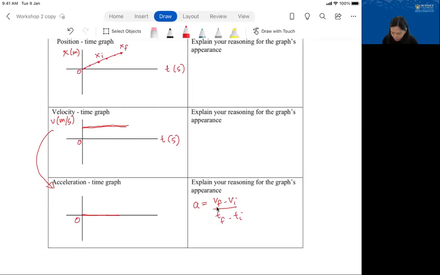So velocity is not changing, it's the same. So Vf is equal to Vi, and acceleration will be equal to 0. There's no change in velocity, hence no acceleration. So let me just label this: acceleration in meters per second squared and time in seconds.